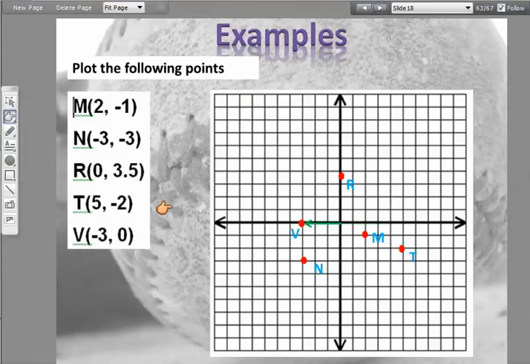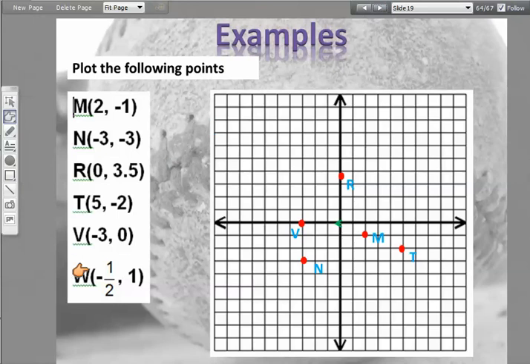Next I have point V. My x value is a -3, so I'm going 3 units to the left. Since y is 0, I'm not going anywhere else. Okay, that is my point right there, because for y, I'm not having to go up or down. Let's do one more.